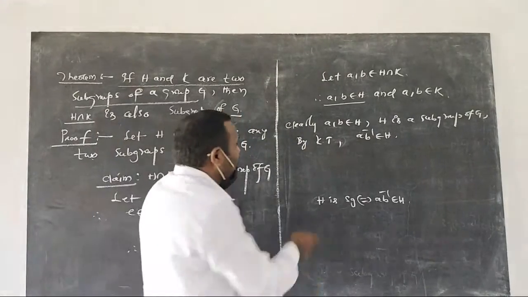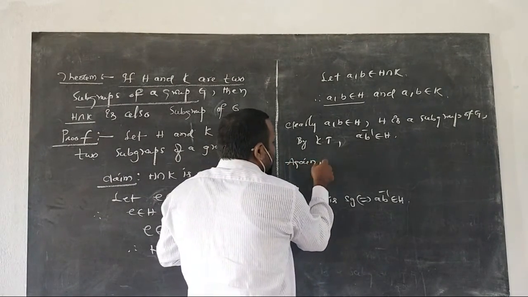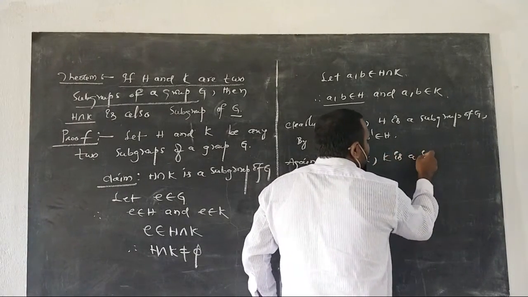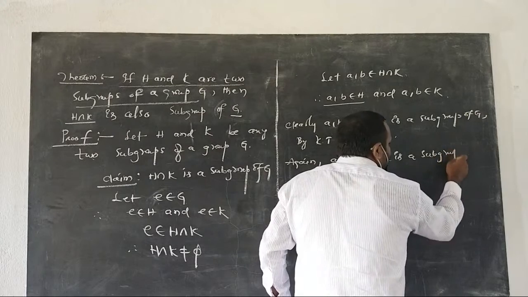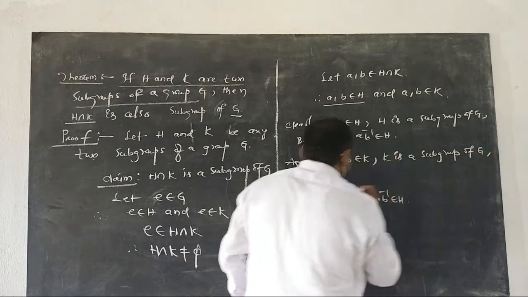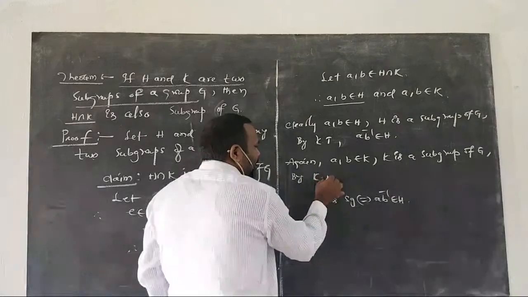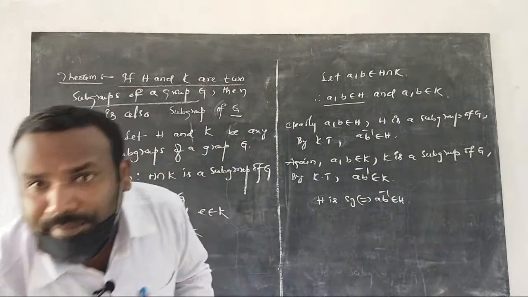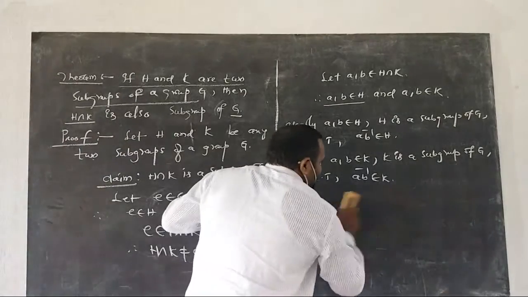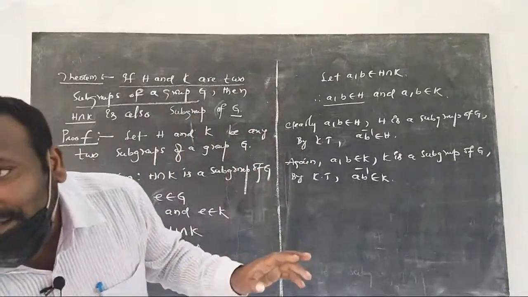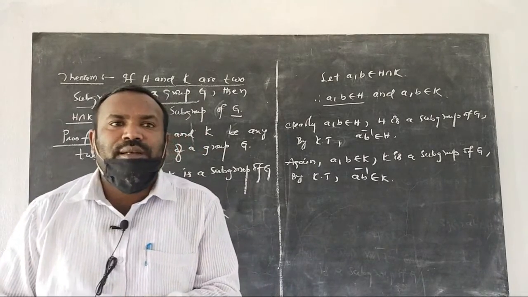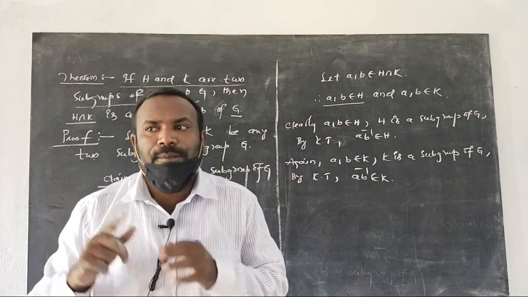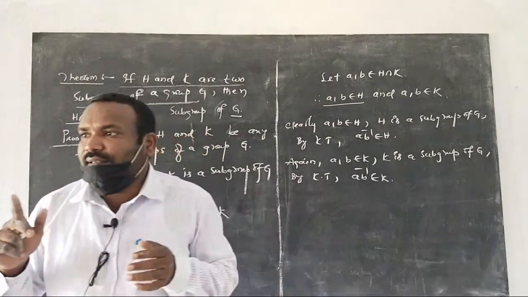Again, AB belongs to K. What is K? K is a subgroup of G. By the same known theorem, AB inverse belongs to K. So AB inverse is an element which is common in both H and K. It is in H, it is in K. Which one? AB inverse. AB inverse is in both.